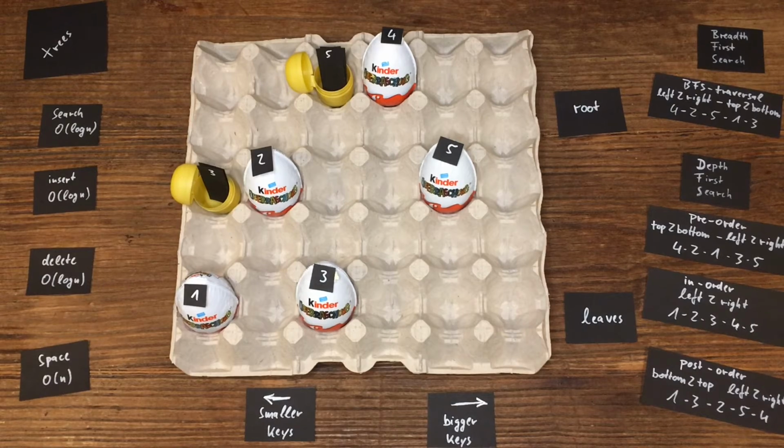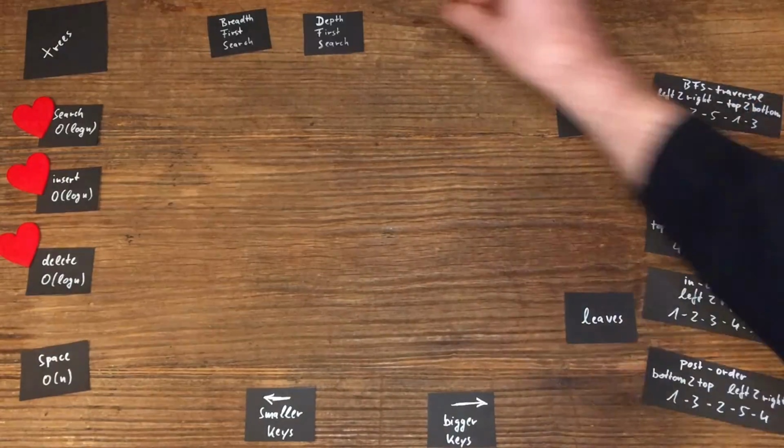In summary, binary search trees are recommended when search speed or inserting and deleting of elements are important, for example, for executing autocomplete activities or spell checks.